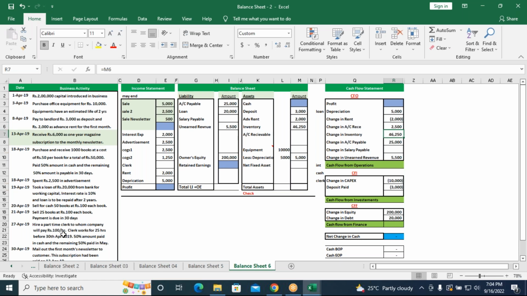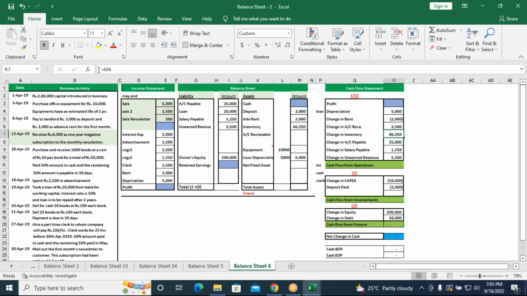hire a part-time clerk to whom the company will pay 100 rupees per hour. The clerk works for 25 hours. So for these 30 days he is going to work for 25 hours. So 25 into 100, 25 hours at 100 rupees per hour. Here they are telling that 50% amount is paid in cash and the remaining 50% is paid in the month of May. So salary payable will be equal to 2,500, the clerk salary, divided by 2. So salary payable is 1,250. I am yet to pay. Here also it is equal to 1,250.